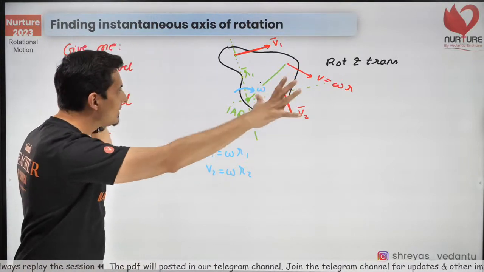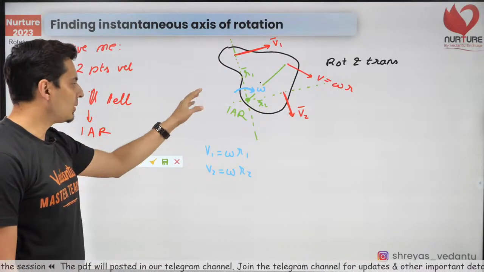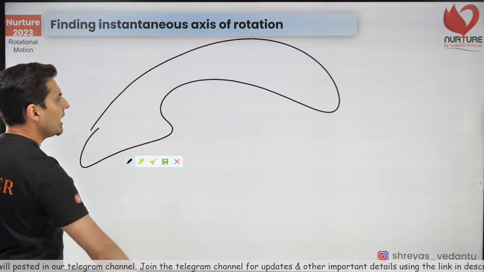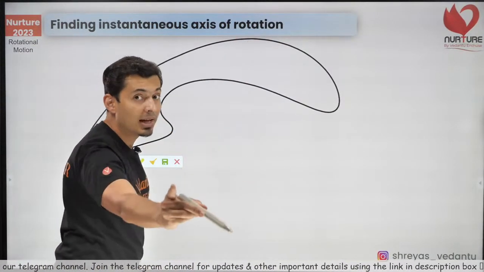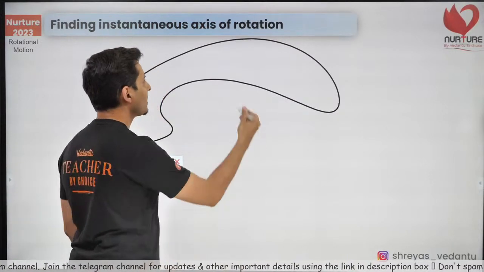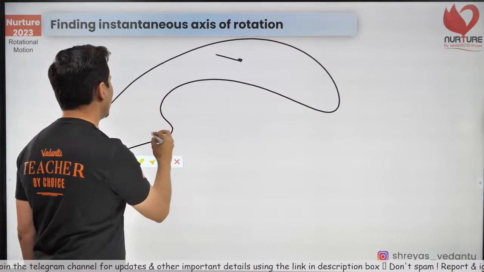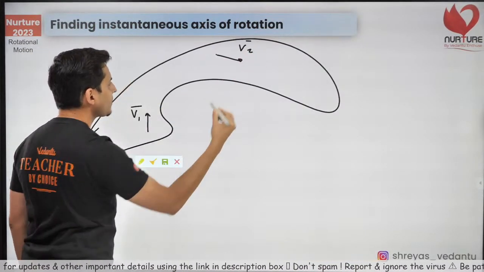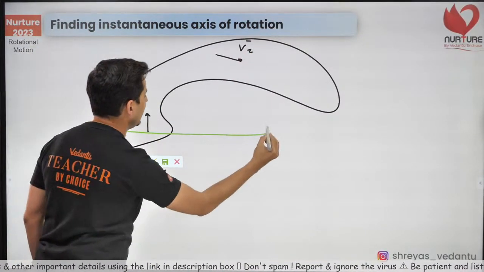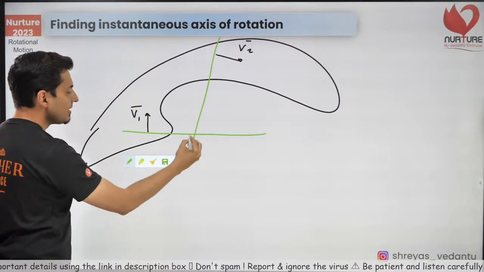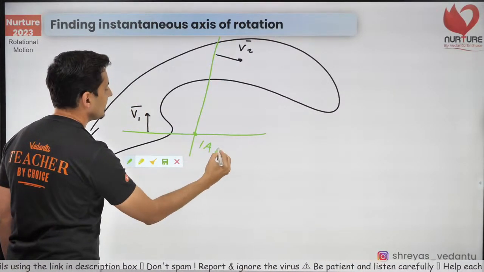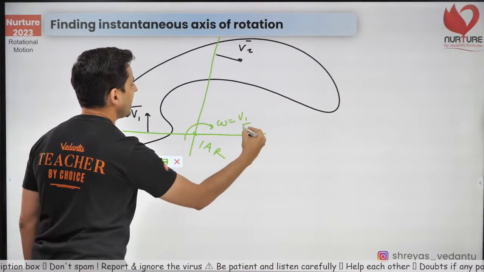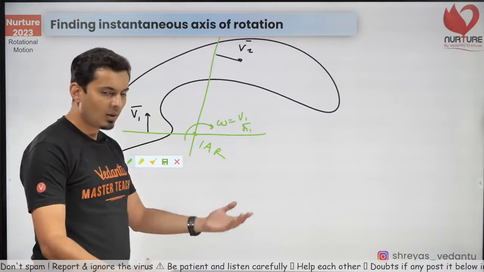So understand the concept behind axis of pure rotation. What's the concept again? If I give you any body and I ask where is the axis of rotation, what you should ask is: tell me two points' velocity. Let's say I give you this point, velocity here, and there's one more point with a velocity here. This is V1, this is V2. What are you going to do? Just draw a perpendicular and a perpendicular. See where they intersect? That's the instantaneous axis of rotation. And that will give me omega, which is V1 by R1 or V2 by R2. One and the same thing.